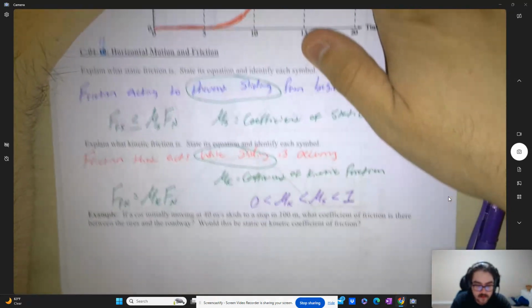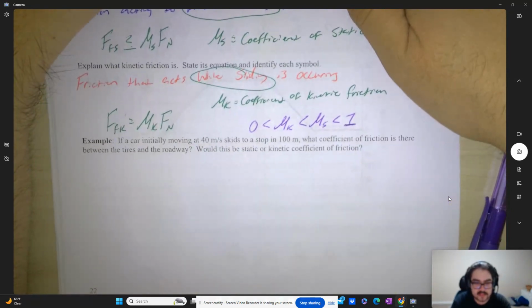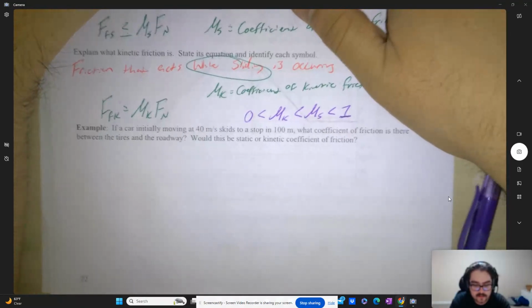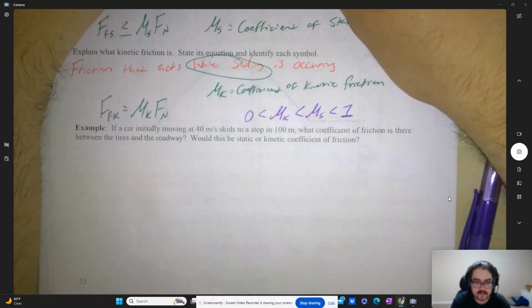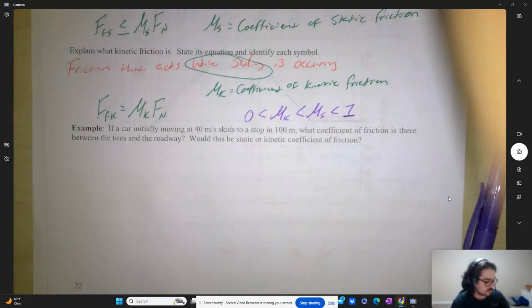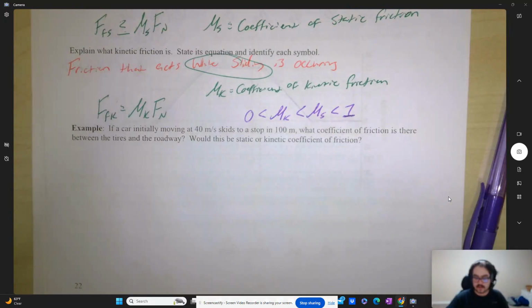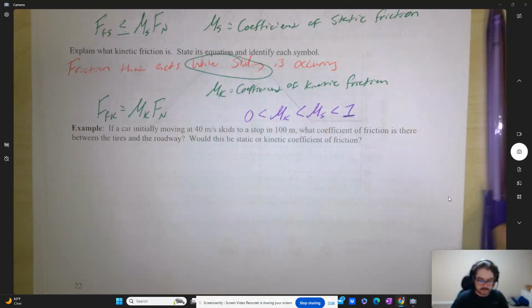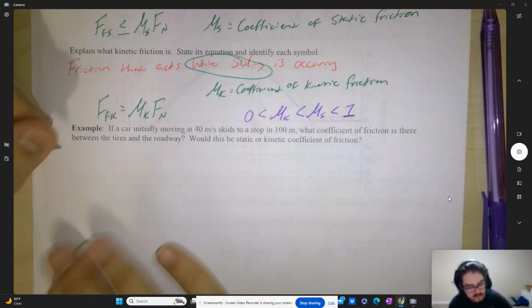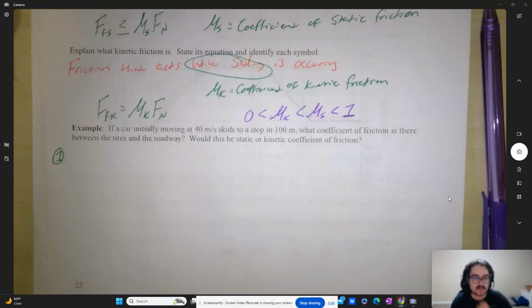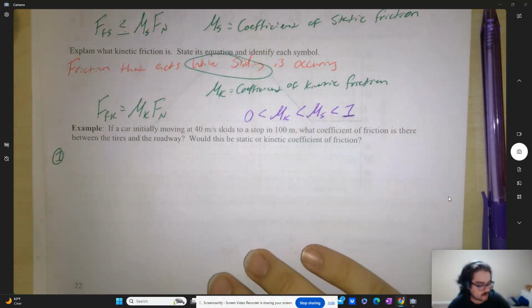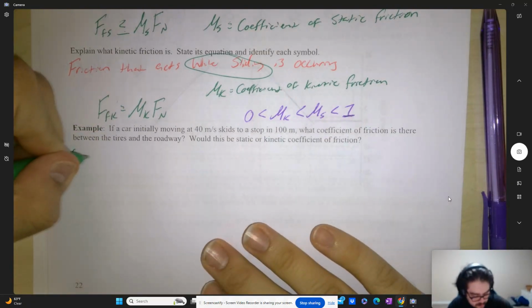If a car initially moving at 40 meters per second skids to a stop in 100 meters, what coefficient of friction is there between the tires and the roadway? Would it be static or kinetic? Well, let's first solve the problem. My first step is to get the acceleration, because if there's acceleration, there has to be a force. So I'm going to get the acceleration.